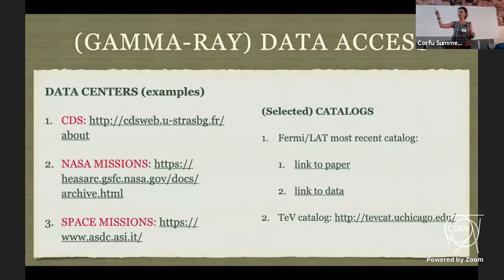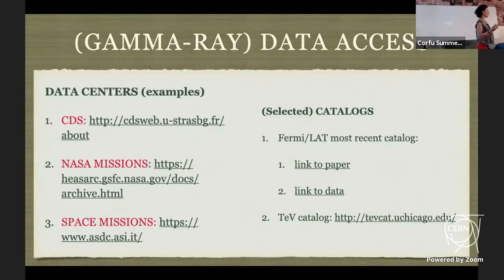The first one is in Strasbourg, the Centre de Données de Strasbourg, and it's where all the astronomical data from all over the world are collected. You can find there even optical data, infrared data, microwave, up to high energy gamma rays. But the point is that, especially for gamma ray data, these data centers are not complete. So if you don't find data there, you can't be sure that there are no data about that source.